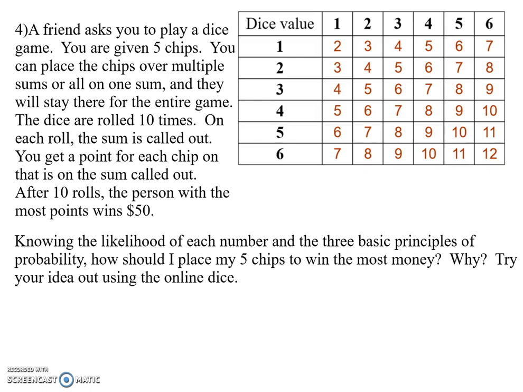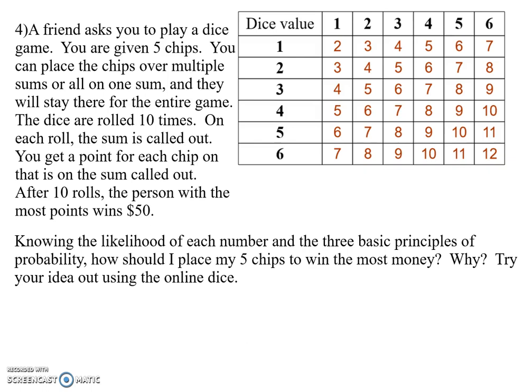All right, so let's look at that fourth and final question. So it says you're given 5 chips, and you can place them over multiple sums or all in one sum, and they'll stay their entire game. And we're going to roll the dice 10 times, and if I get my number on a sum, I get all the points based on the number of chips. So if I put all my chips on the sum of 6, if 6 is rolled, I get 5 points. If 8 was rolled, I get 0 points. So I do that 10 times, and whoever wins is the person with the most points.